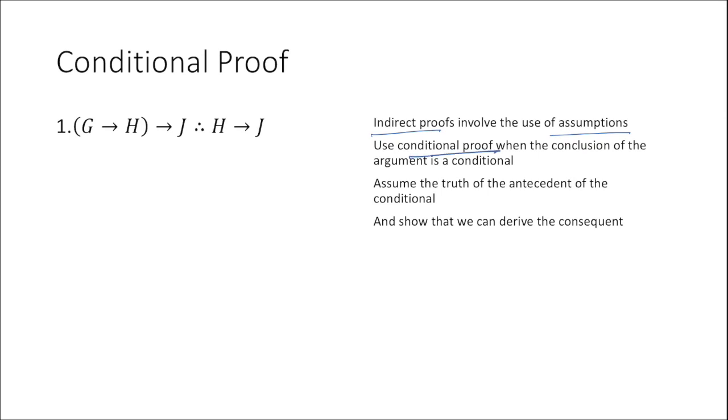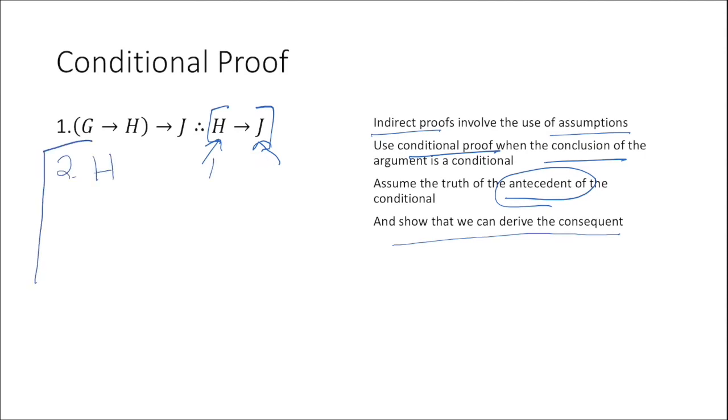So we use a conditional proof when the conclusion of the argument is itself a conditional. So there we go, there's the conclusion of this argument, and it is the conditional H arrow J. And the assumption that we make is that the antecedent of that conditional is true. We assume H. And what we're trying to do under that assumption is show that we can derive the consequent, J. So here's how we'll set it up.